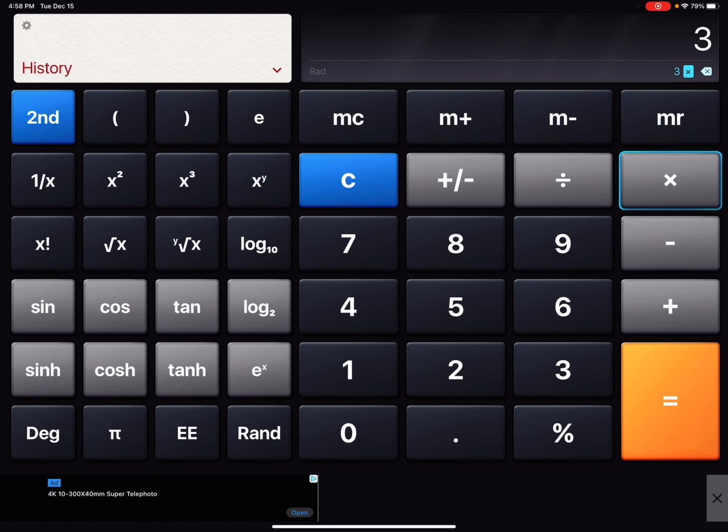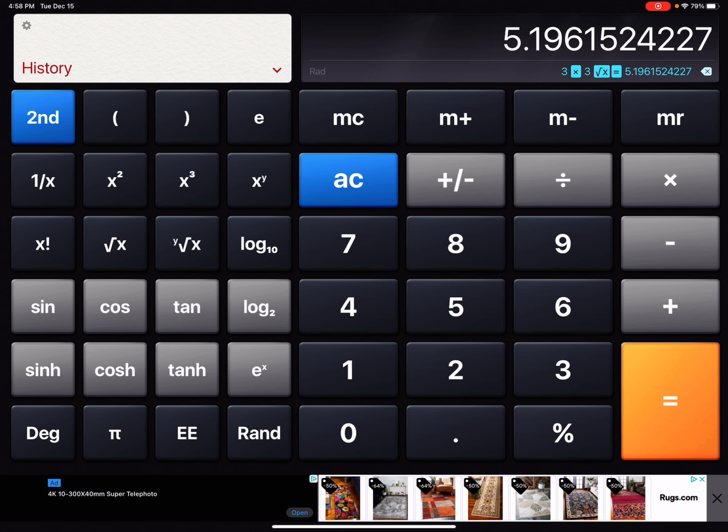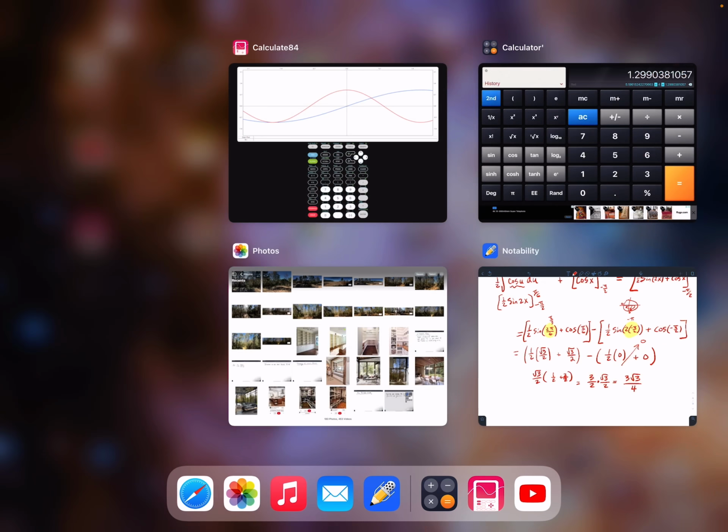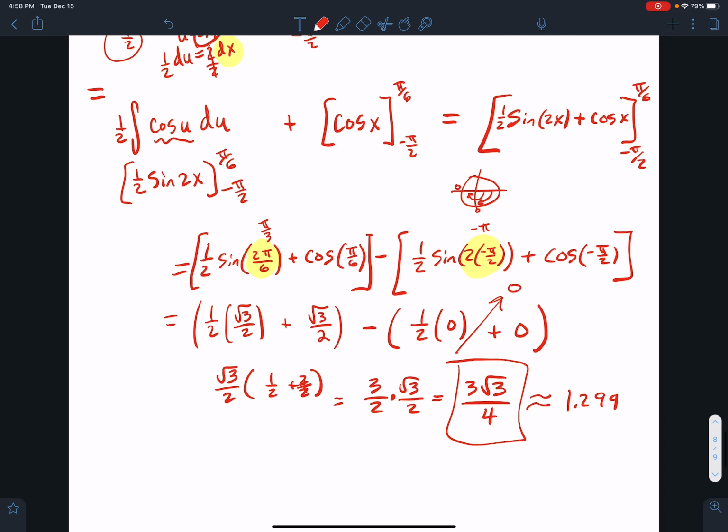3 times 3 square rooted. Okay. Divided by 4. 1.299. Yay, we got it right. Okay. So approximately 1.299. So the exact answer right there. Okay?